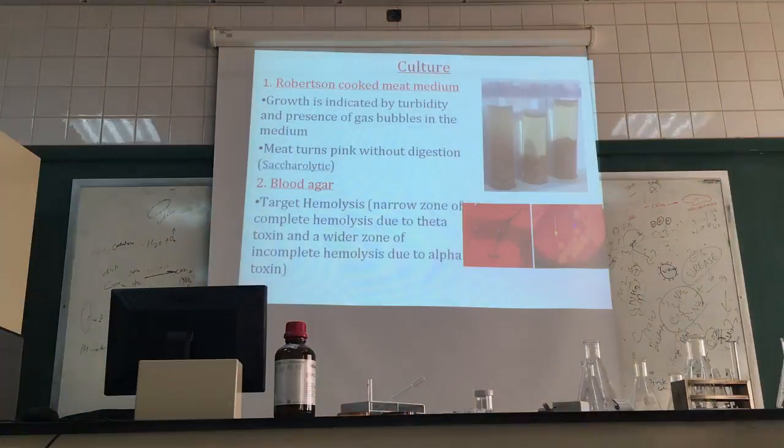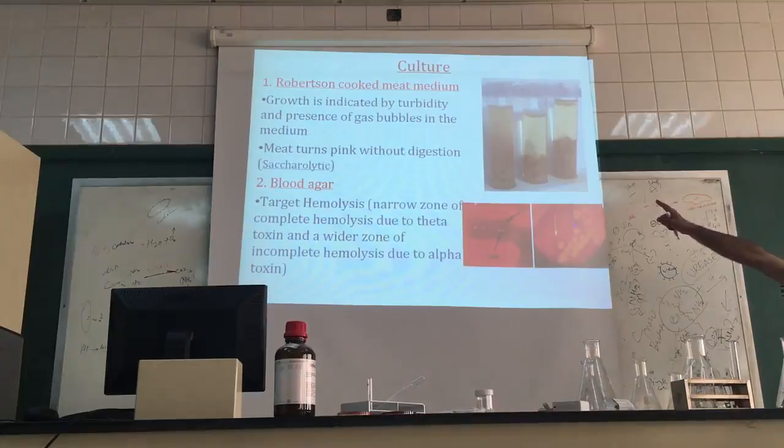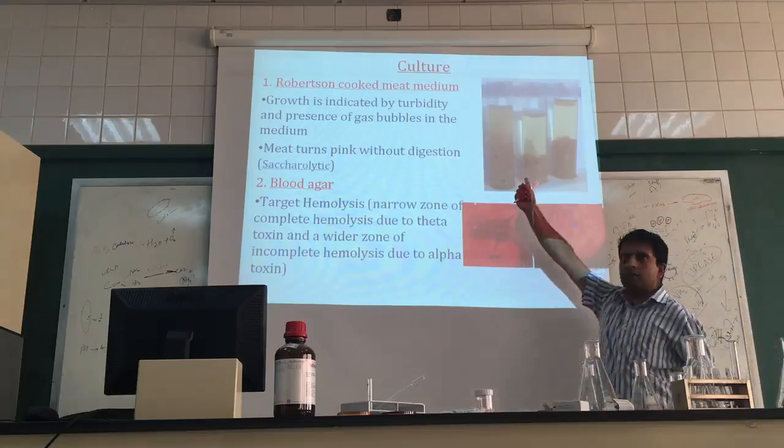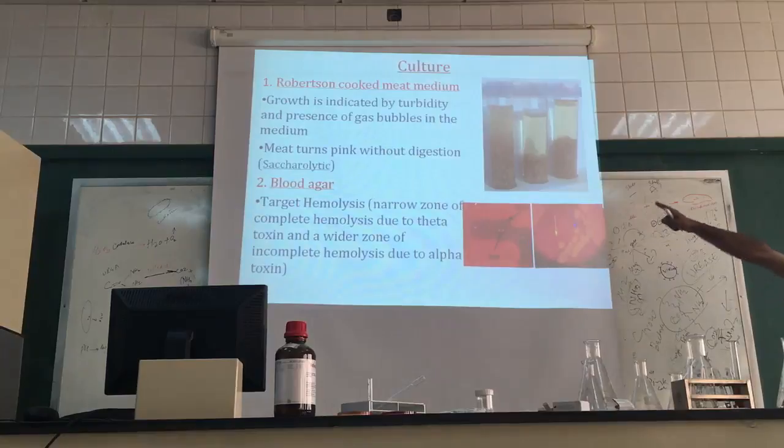There are different species of Clostridium, but when Clostridium perfringens is grown on Robertson's cooked meat agar in the culture media, the colonies become pink in color. You see the pink color? Pink color of the meat. Is it seen? Slightly pinkish. If it is a pinkish coloration, this means it is Clostridium perfringens.